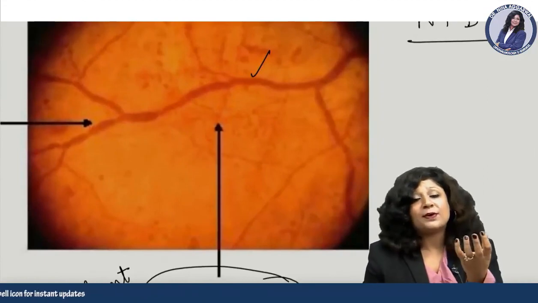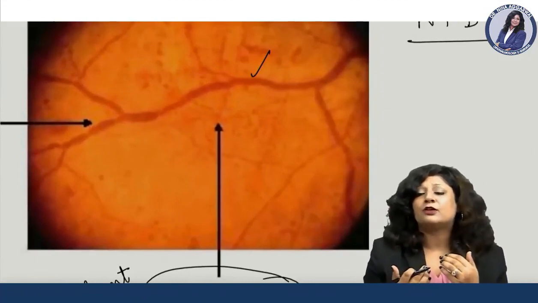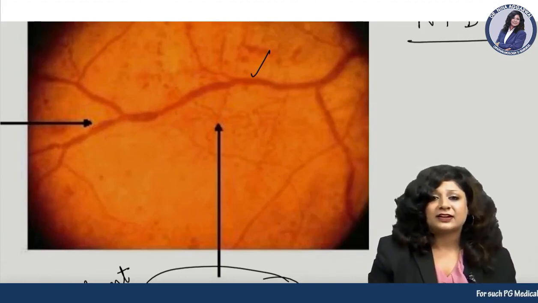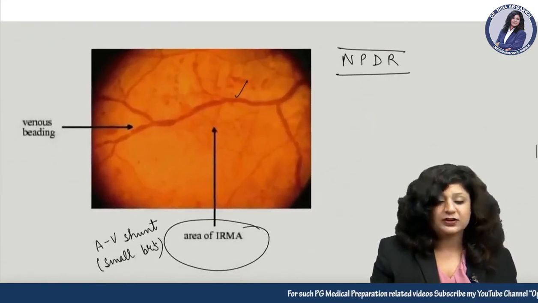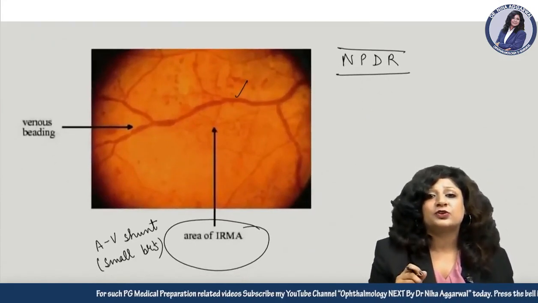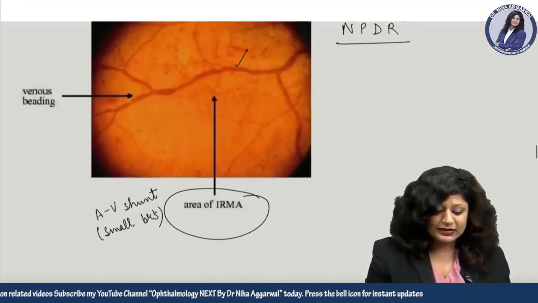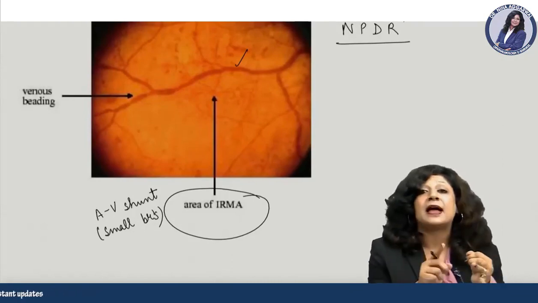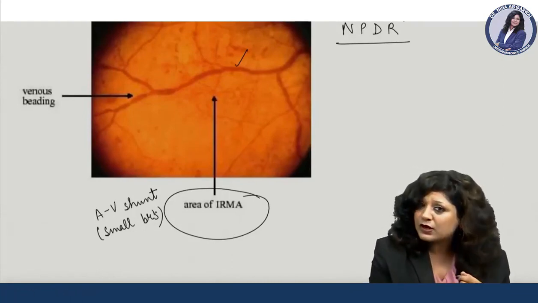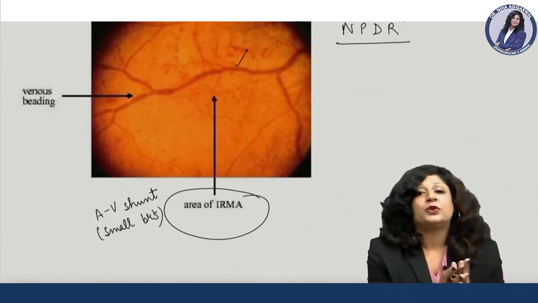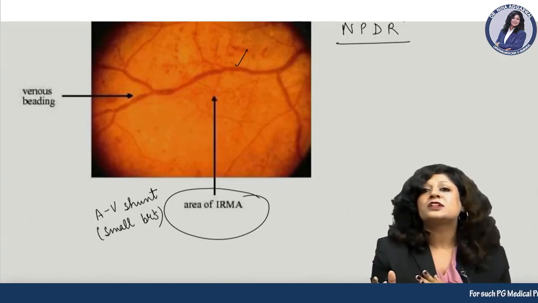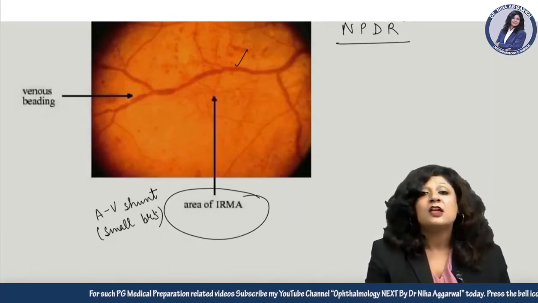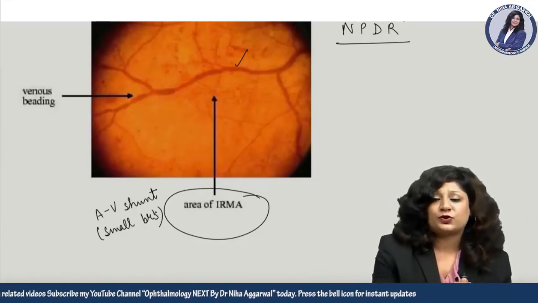Now, whenever the small branches which are actually coming out from the major blood vessels are showing you shunting, arteriovenous shunting, that is actually called IRMA, intraretinal microvascular abnormality. Intraretinal means inside the retina, microvascular means affecting the smaller blood vessels, abnormality that is showing you the shunting. So don't confuse it with neovascularization. It is just the intraretinal microvascular abnormality, which is also an important feature of NPDR.